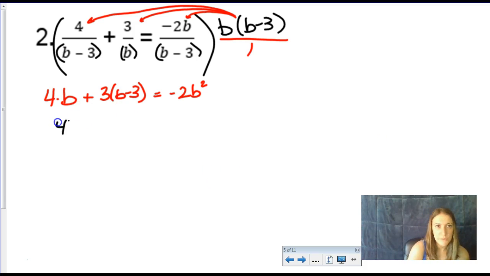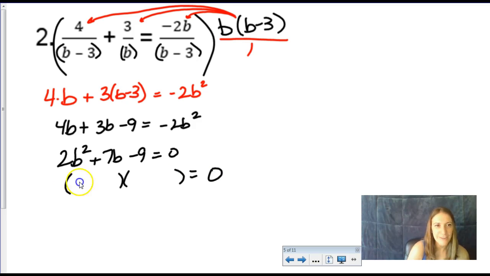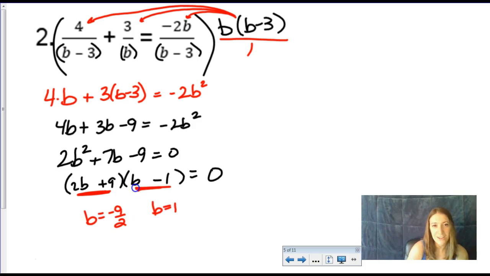All right, little distribution. We have 4b plus, let's see, distribute this. So 3b minus 9 equals -2b squared. Quadratic, big shocker, I know. I'm going to add the 2b squared over, combine these b's together. And then I'm going to hope that this factors. I think it does. So that's the good news. Oh yeah, this is going to factor. So 2b and b. And then if we say plus 9 and minus 1, that'll be 9 minus 2 is 7. Yep. So solving this factor, you get -9/2. And then solving this factor, you get 1.